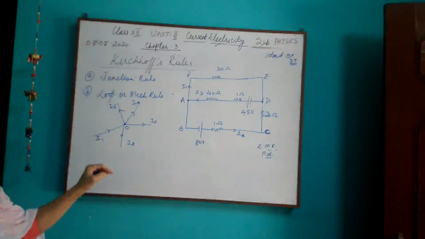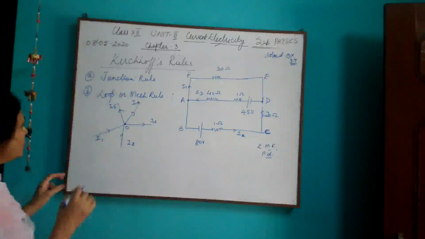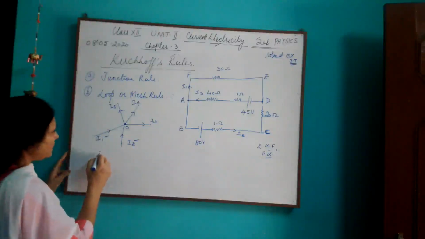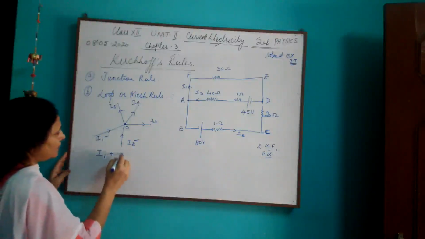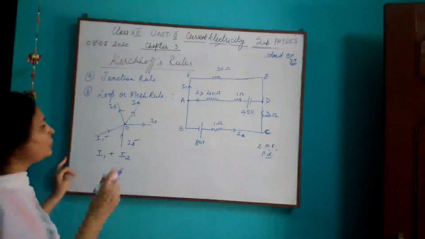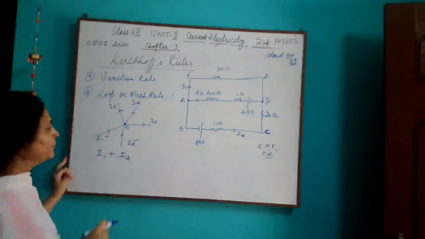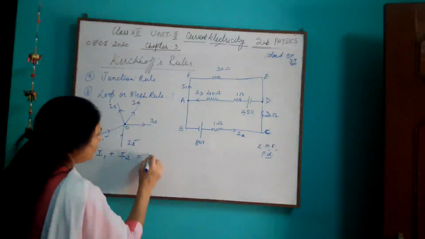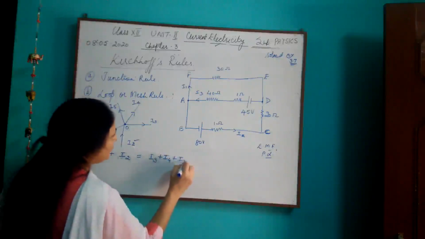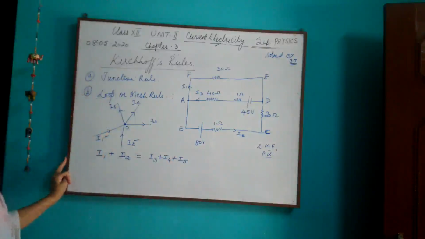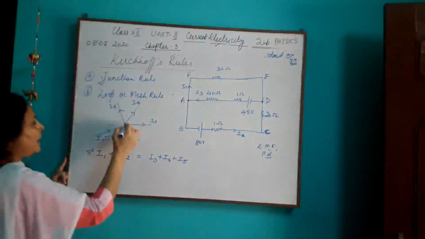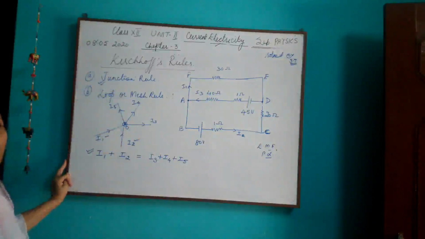let us first find out how many currents are entering the junction. So you can see it is I1 and I2. So the total current entering the junction is I1 plus I2. You can see rest of them are leaving. Must be equal to I3 plus I4 plus I5. So this is in accordance with the junction rule at the junction O.